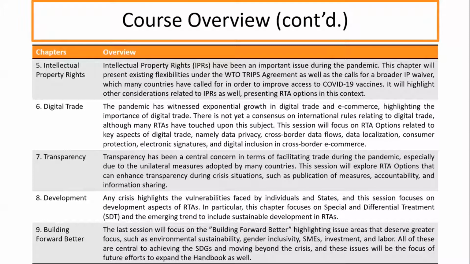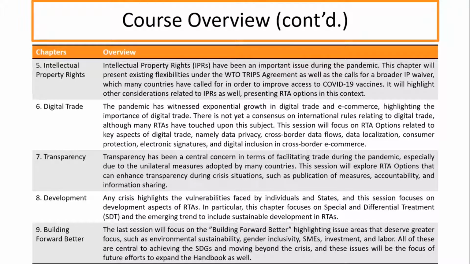The seventh chapter will focus on transparency, which has been a central concern in terms of facilitating trade during the pandemic, especially due to the unilateral measures that have been prevalent. The session will explore RTA options to enhance transparency during crisis situations, such as publication of measures, accountability, and information sharing, looking in particular also at the interplay between RTA provisions and WTO measures in this area.